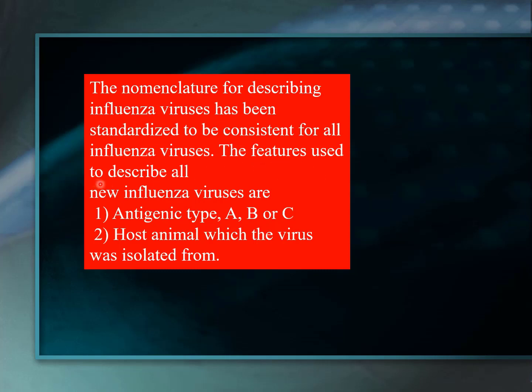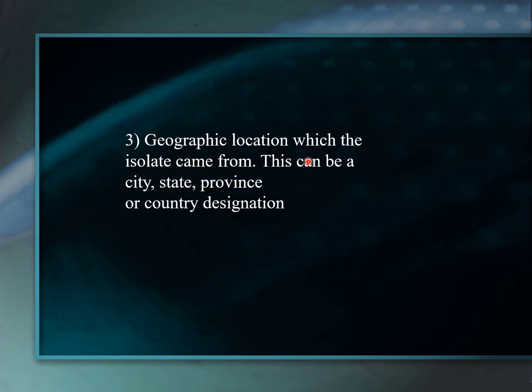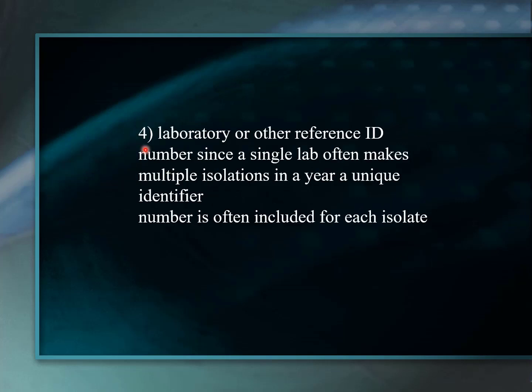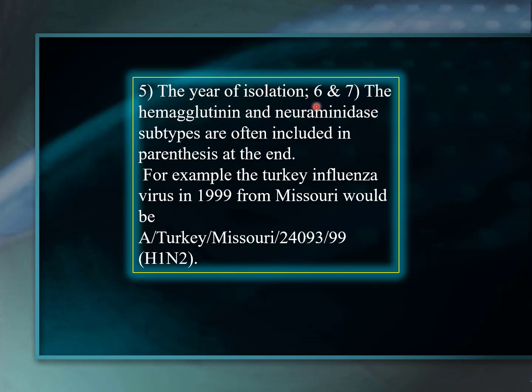The features used to describe all new influenza viruses are the antigenic type, A, B, or C; the host animal from which the virus was isolated; and the geographic location from which the isolate came. This can be a city, state, province, or country designation. Then a laboratory or other reference ID number. Since a single lab often makes multiple isolations in a year, a unique identifier number is often included for each isolation. Then the year of the isolation.